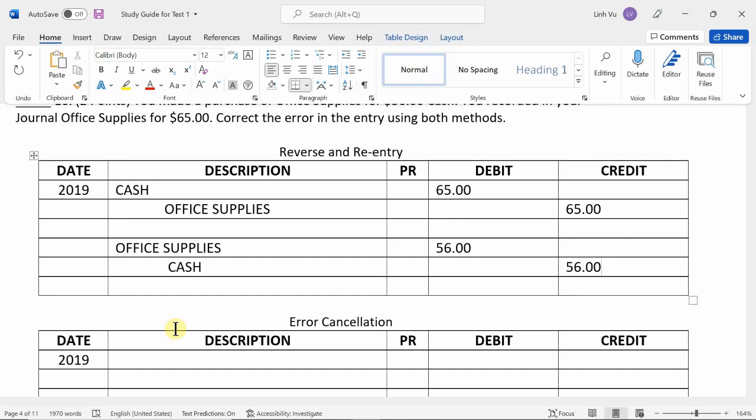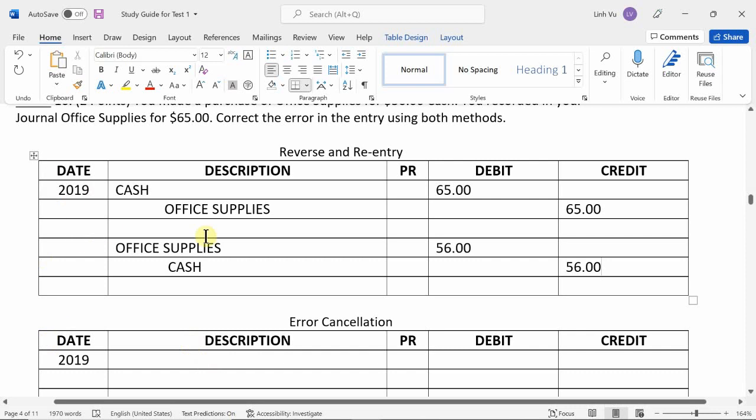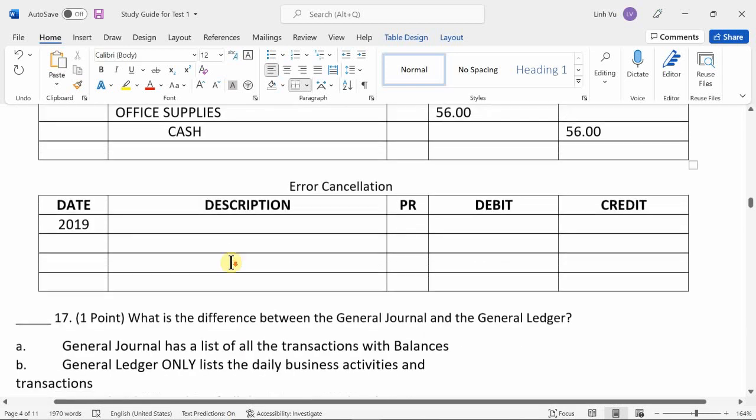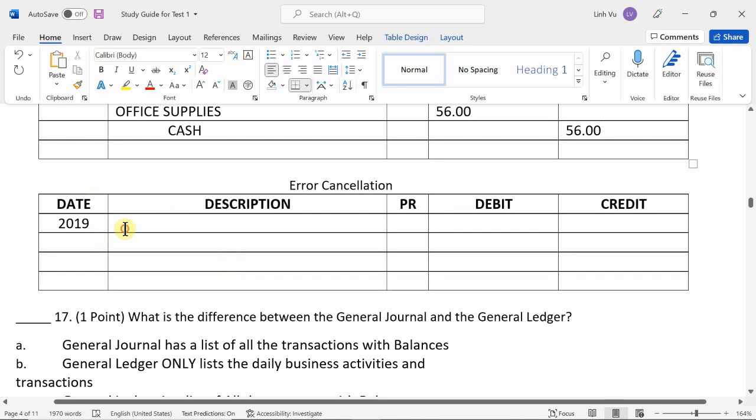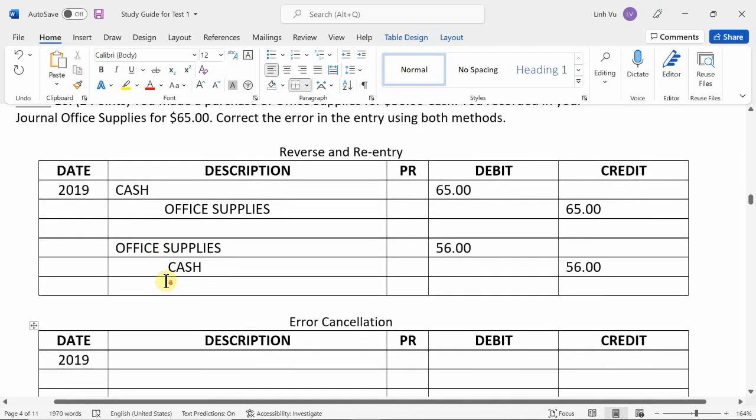So A could be debit cash for 65 and credit office supplies for 65. B could be debit office supplies for 65 and credit cash for 65. Make sure you're able to answer those questions exactly like that. And then error cancellation. Yes, did you have a question?